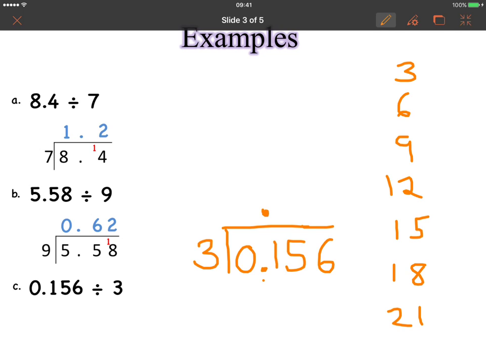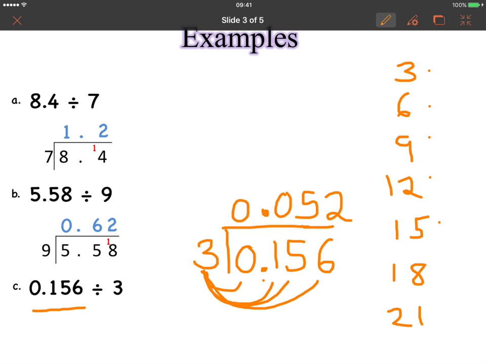Now, 3 goes into 0, 0 times. 3 goes into 1, also 0 times. But 3 can go into 15 once, twice, 3, 4, 5 times, no remainders. And then 3 goes into 6 once, twice, again no remainders. And there you go. So 0.156 divided by 3 is equal to 0.052.